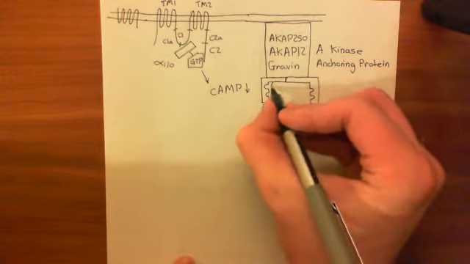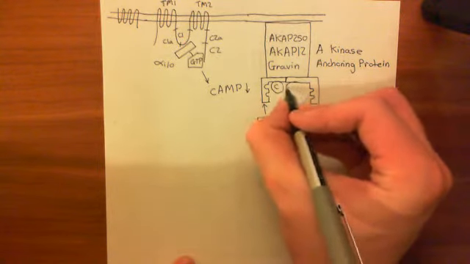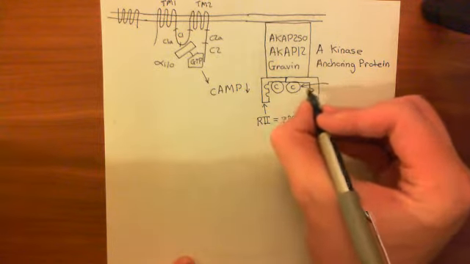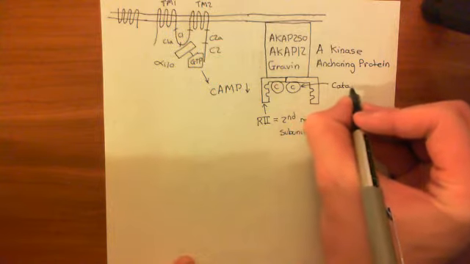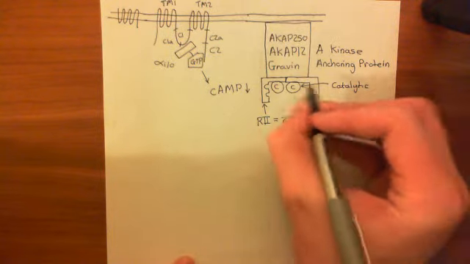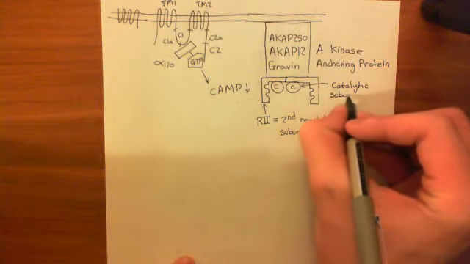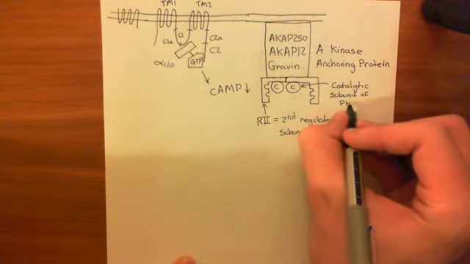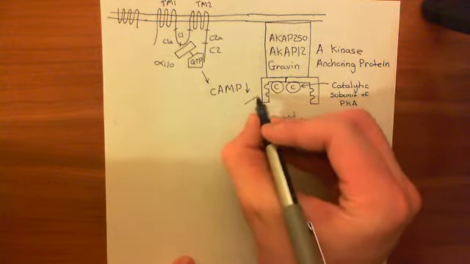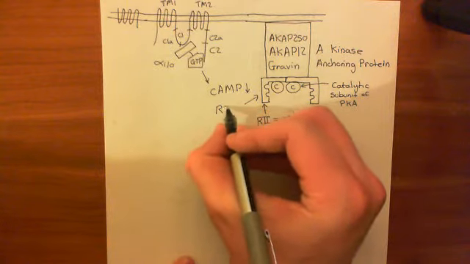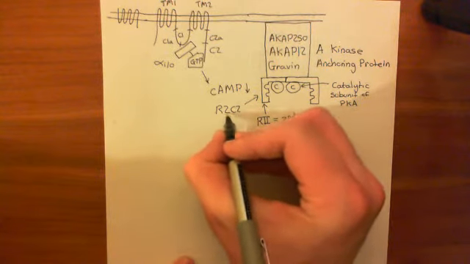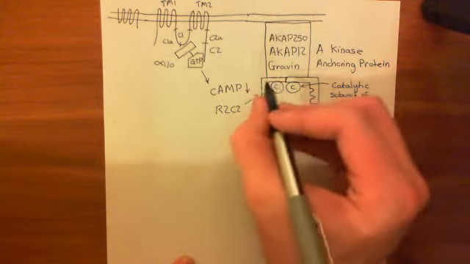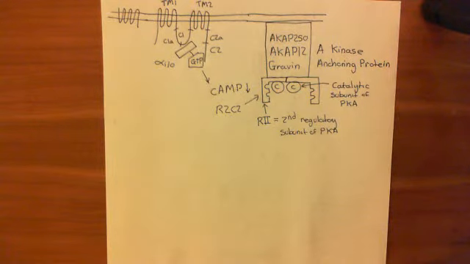They also bind with two catalytic subunits. So overall, you end up with two regulatory subunits of protein kinase A with two catalytic subunits of protein kinase A. It forms this complex where you have two regulatory subunits and two catalytic subunits together, and that's known as the R2-C2 complex. So this whole complex is the R2-C2 complex of protein kinase A.